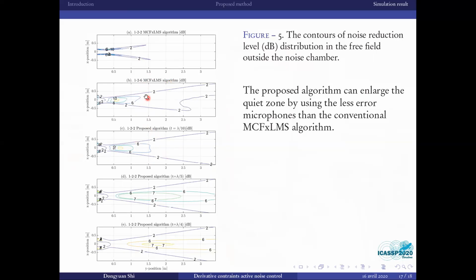When we increase the distance between the vicinity point and the error microphone, the deep noise reduction area of the proposed algorithm is also reduced. So from this simulation, we can find the proposed algorithm can enlarge the quiet zone by using fewer error microphones than the conventional multi-channel FXLMS algorithm.